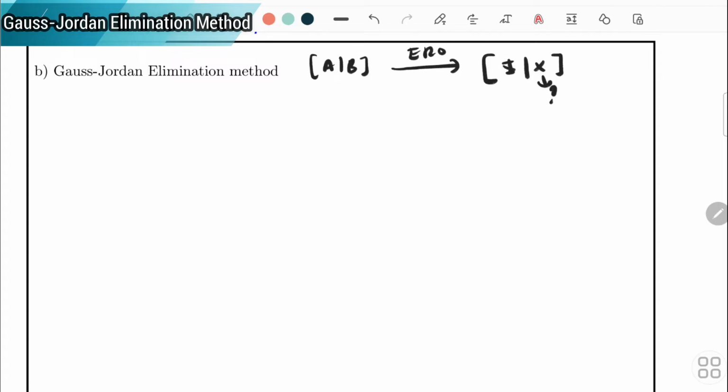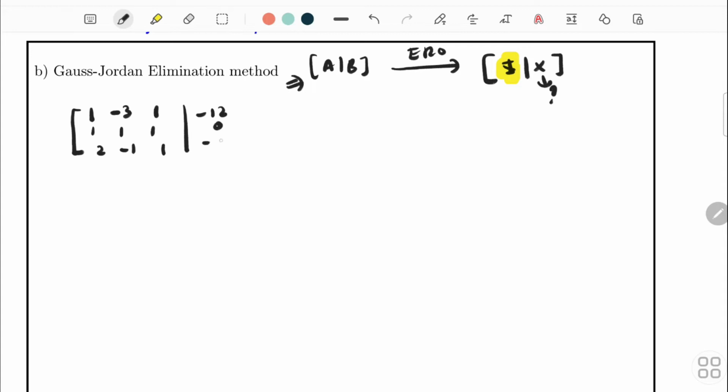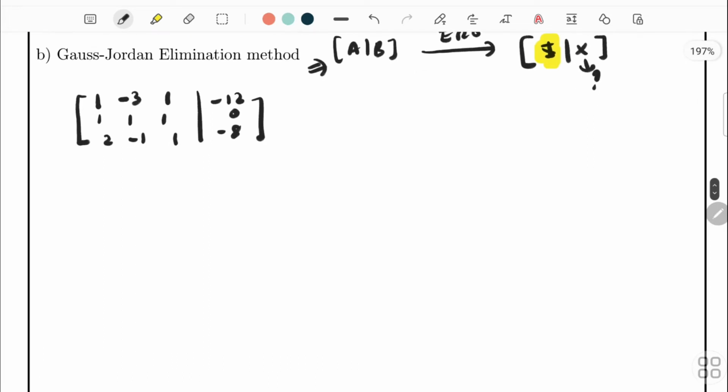Right, okay. So for sure we have the same beginning as the Gaussian elimination method, which is in the form of A augmented with B. So you just copy down A augmented with B, which is 1, -3, 1, 1, 1, 1, 2, -1, 1, augmented with -12, 0, -8. You just do the same thing as the Gaussian elimination method, by labeling the rows A, B, C.